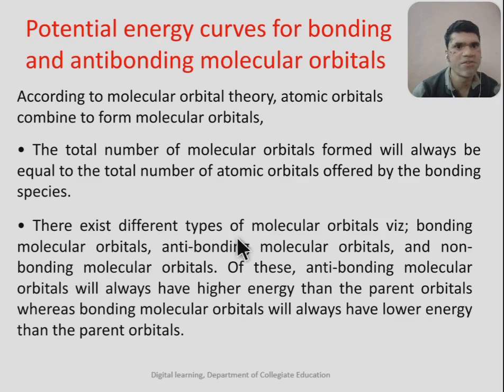There exist different types of molecular orbital: bonding molecular orbital, anti-bonding molecular orbital, and non-bonding molecular orbital. Of these, anti-bonding molecular orbital will always have higher energy than the parent orbital, whereas bonding molecular orbital will have lower energy than the parent orbital. When two atomic orbitals combine, two molecular orbitals are formed. One is the bonding molecular orbital, lower in energy, and the other is the anti-bonding molecular orbital, which is higher in energy.